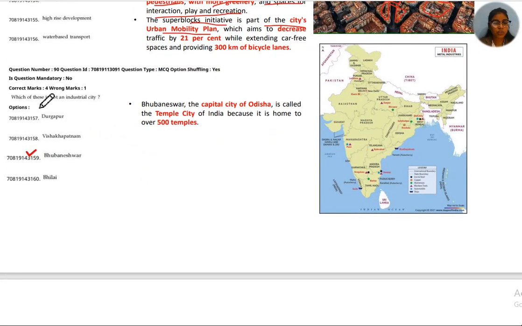Now the next question is, which of these is not an industrial city? The options are Durgapur, Visakhapatnam, Bhubaneswar, and Bhilai. Durgapur, Visakhapatnam, and Bhilai are all industrial cities, and Bhubaneswar, the capital city of Odisha, is called the temple city because it comprised almost 500 temples. Not all the temples are in functional condition; they are in dilapidated condition. But at one time there were a total of 500 temples in Bhubaneswar city alone.